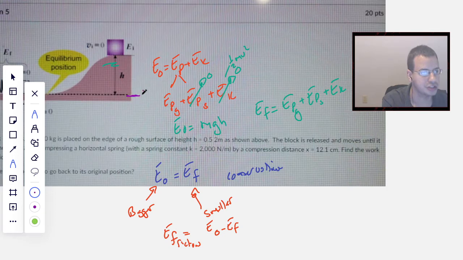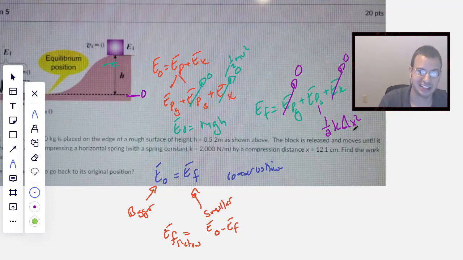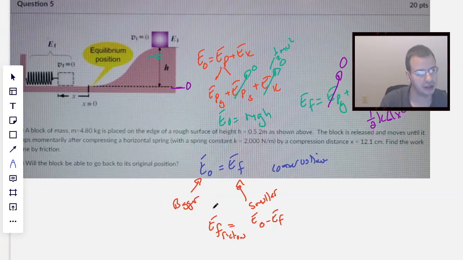So we're going to call this 0 height, so energy potential due to gravity is going to be 0. It's going to momentarily come to a stop, because it says momentarily comes to a stop. And energy potential spring is going to be 1/2 k delta x squared, where delta x is how compressed the spring is. All right. So now we have a non-conservative force, therefore we have energy lost. So conservation of energy does not apply.